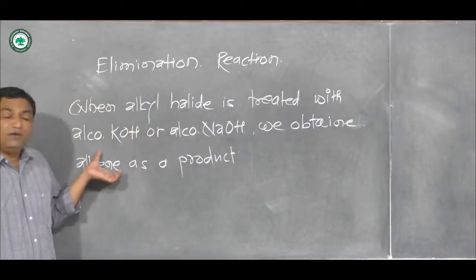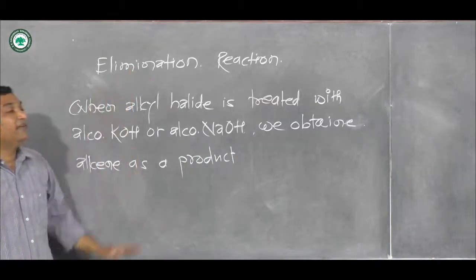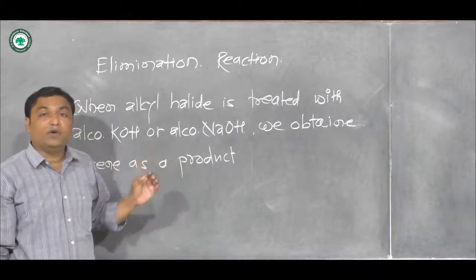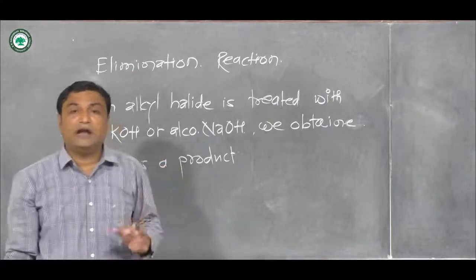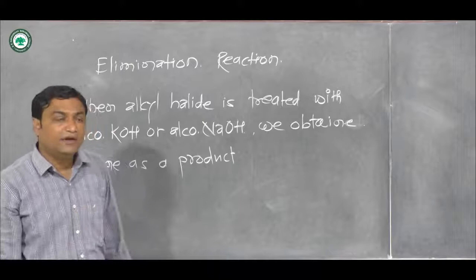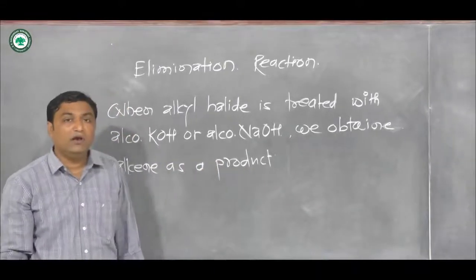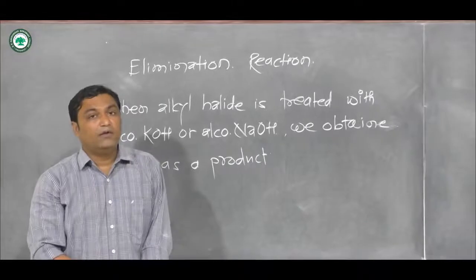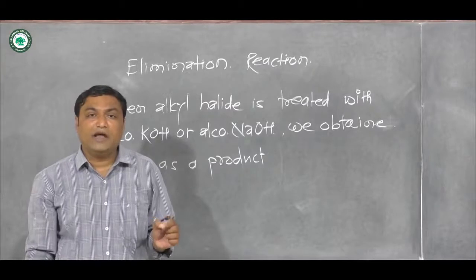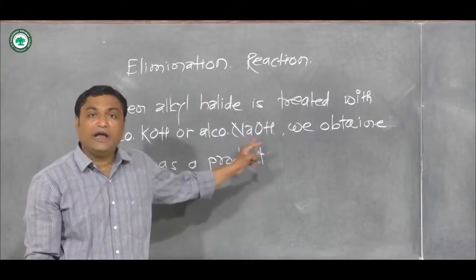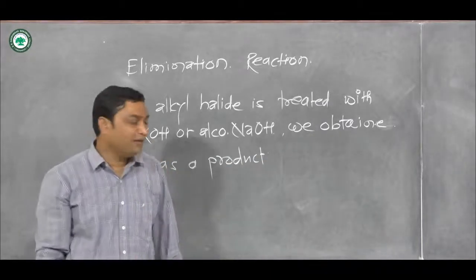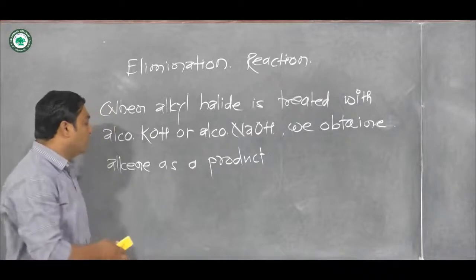The alkene obtained by this elimination reaction, its formation depends upon what? It depends upon the presence of beta hydrogen atoms. If two or more beta hydrogen atoms are present in any example, we will obtain a mixture of products. Whereas if any alkyl halide carries only one beta hydrogen atom with respect to that halogen atom, then we will obtain only one product.